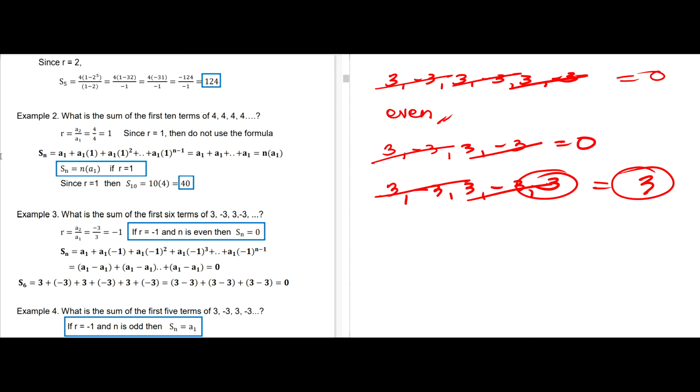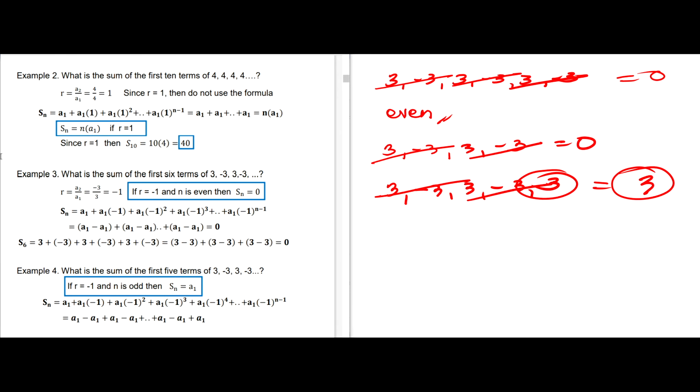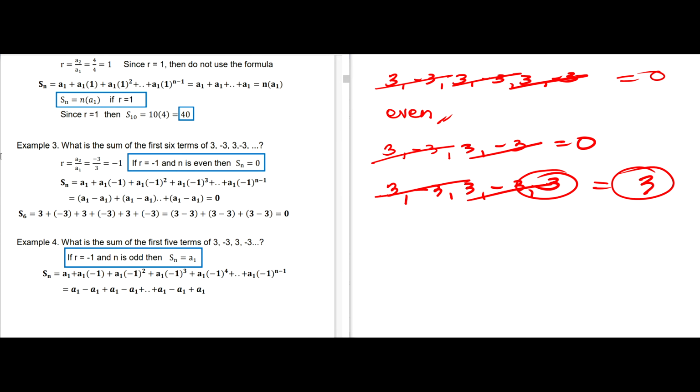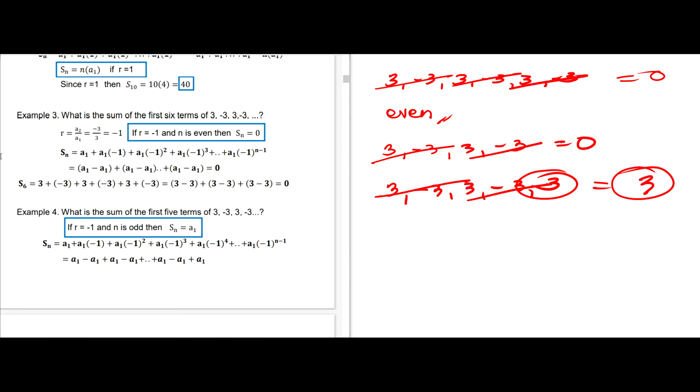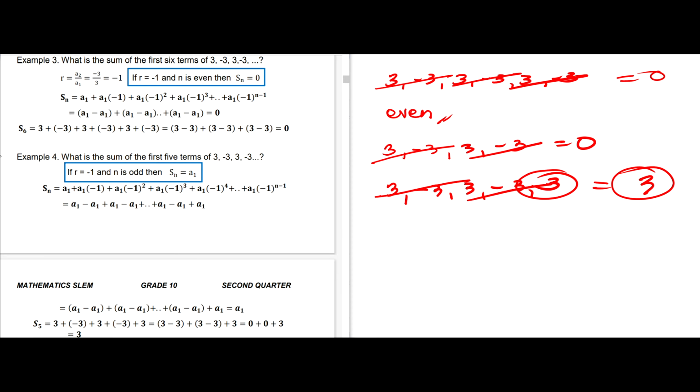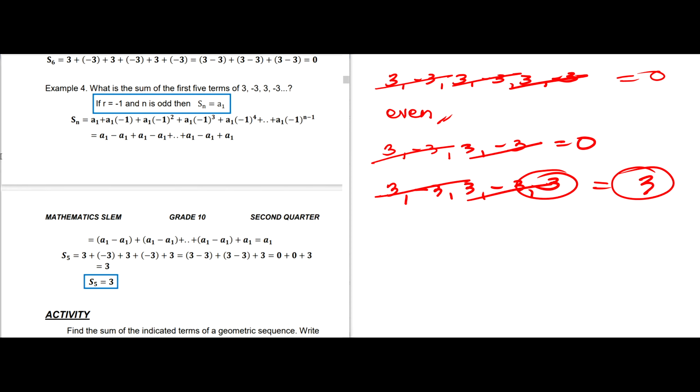So, yung kanina sa example number 2, kapag pare-parehas naman siya, i-multiply mo lang kung ilang terms yung hinihingi sa'yo. Swerte kayo pag ganito yung mga given. So, ito yung sinasabi ko sa inyo. What if the first 5 terms is odd? So, ayan, makikita nyo. Tama pa rin yung sagot natin.